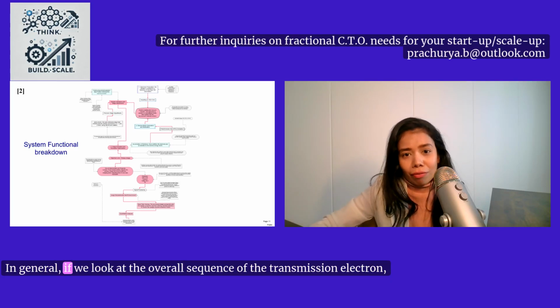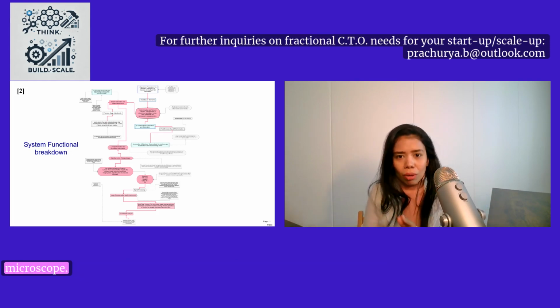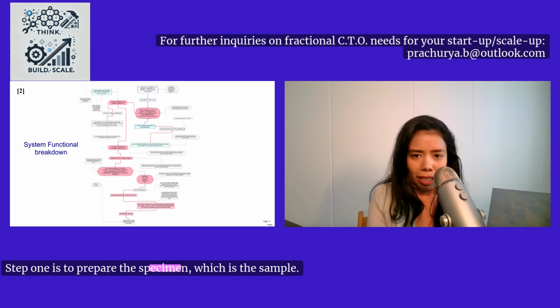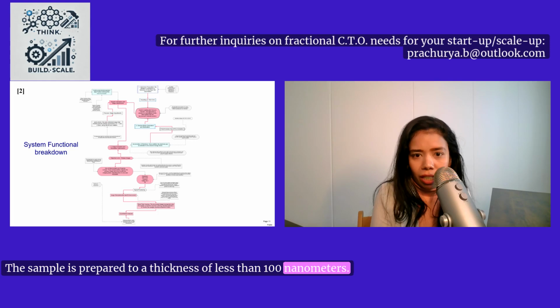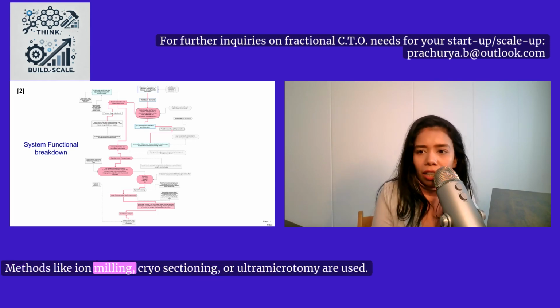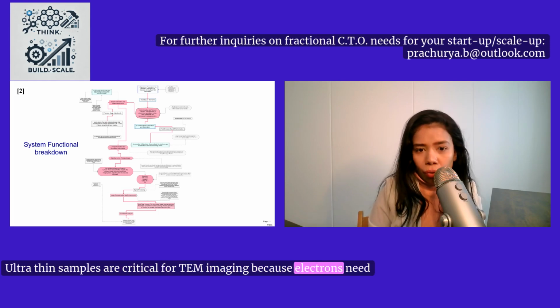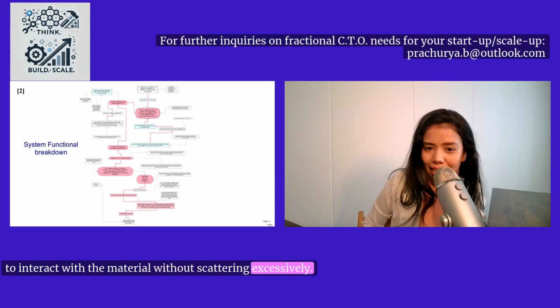In general, if we look at the overall sequence of the transmission electron microscope, I can run it once again for you. Step 1 is to prepare the specimen, which is the sample. The sample is prepared to a thickness of less than 100 nanometers. It ensures that electrons can pass through it. Methods like ion milling, cryosectioning, or ultramicrotomy are used. Ultra-thin samples are critical for TEM imaging because electrons need to interact with the material without scattering excessively.